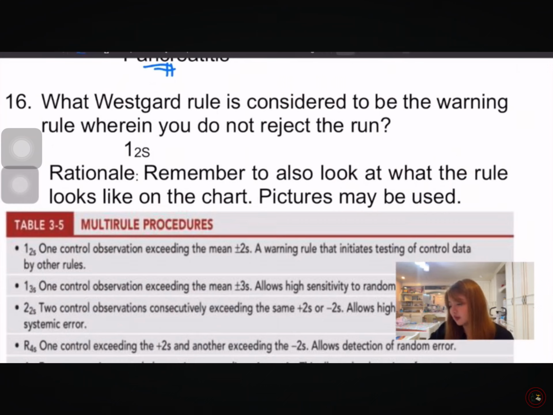Next question. What Westgard rule is considered to be the warning rule wherein you do not reject the run? Alam na natin 'to. 1-2S. Kapag 1-2S, hindi mo pa i-reject yung run. Instead, this is a warning rule. I also noted na kailangan alam niyo yung itsura kapag nakalagay na siya sa LJ chart or sa Levy-Jennings chart. Anong itsura ng 1-2S? Like, hindi pwedeng alam niyo lang yung definition niya kasi may chance na baka yun yung lumitaw.